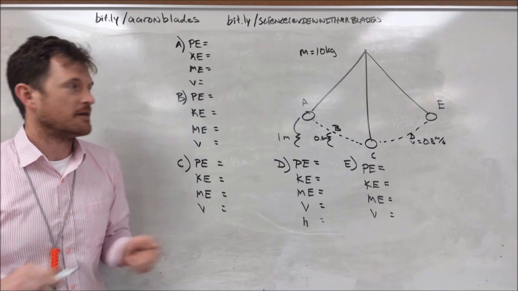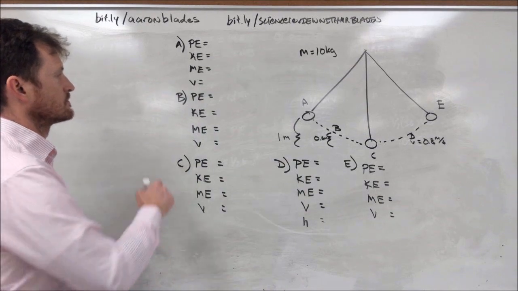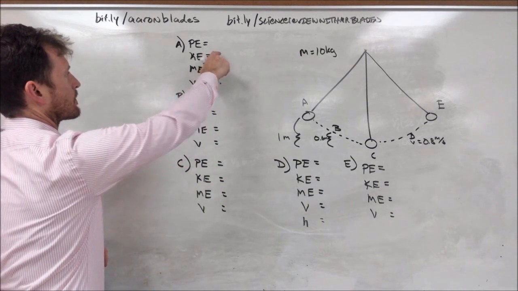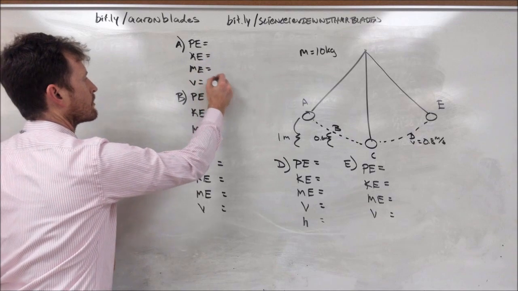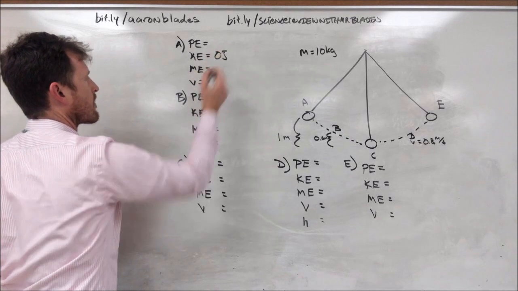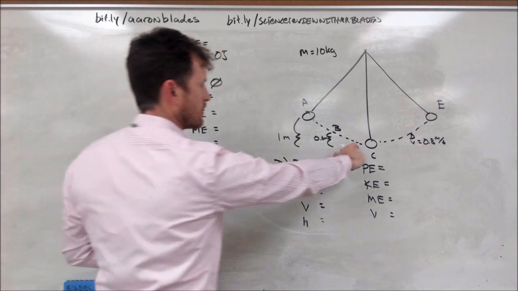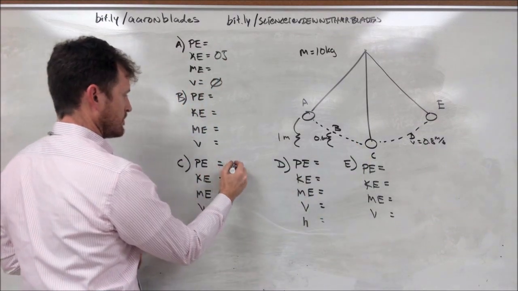Let's get started. We're going to start just like last time by writing out everything that we know. We know the potential energy is going to be highest at point A because our velocity is 0, which gives us a kinetic energy of 0.